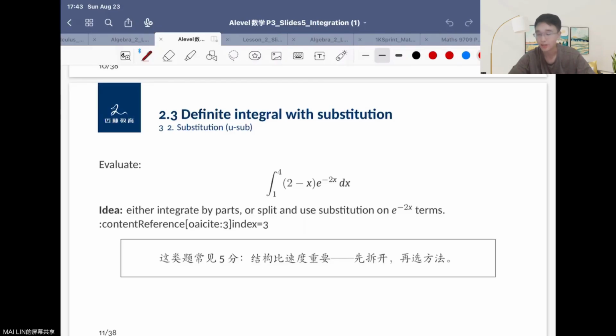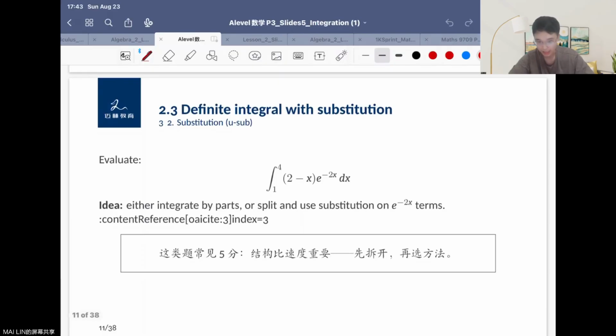Okay, hello guys. So today we are talking about the next part of the substitution method. For this kind of method, you can think of it like this: here is the integration from 1 to 4 of 2 minus x times e power of negative 2x dx, right?